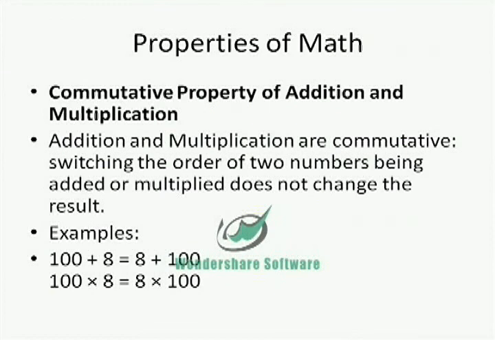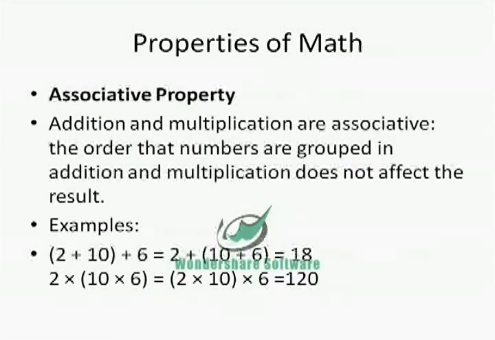The commutative property of addition or multiplication: they're commutative. In other words, you could switch the two numbers. 100 plus 8 is the same as 8 plus 100. 100 times 8 is the same as 8 times 100.